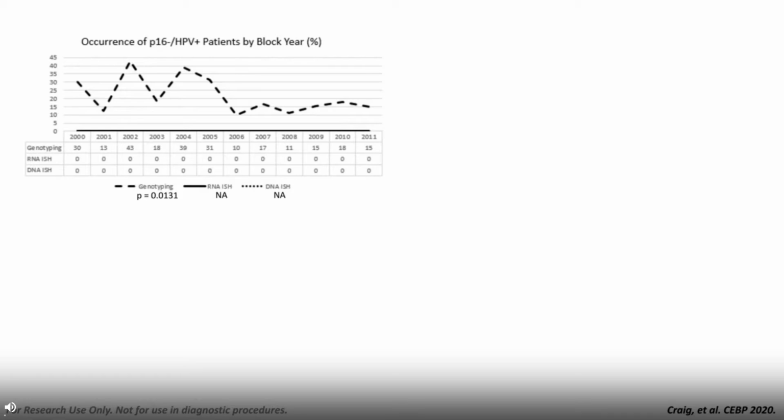And as you can see, there's actually a bias where the older the sample was, the more likely we were going to find it being called HPV positive by genotyping, indicating that actually the HPV genotype may not have been the specific test to use for this assay.